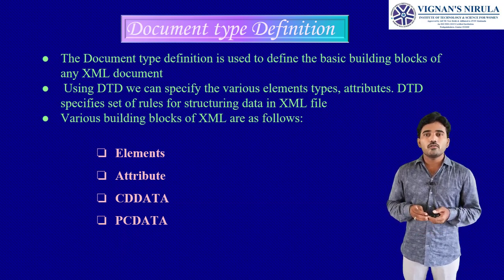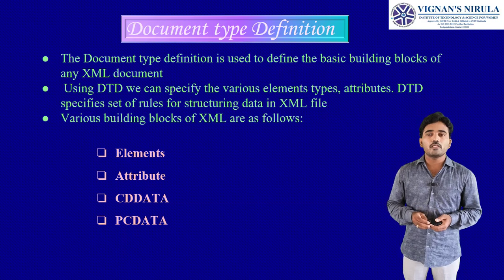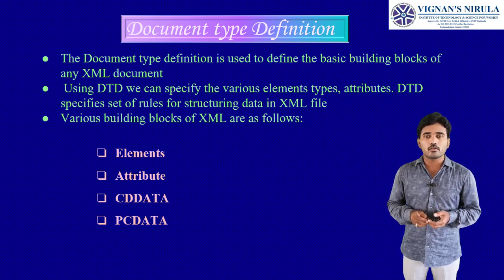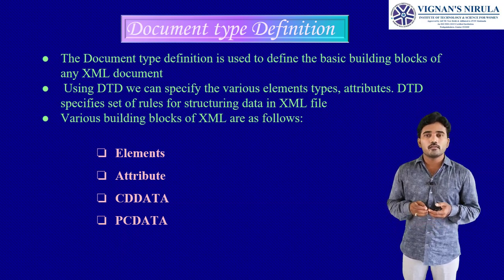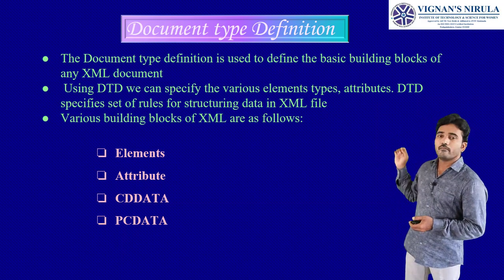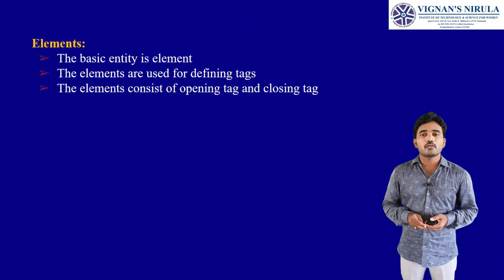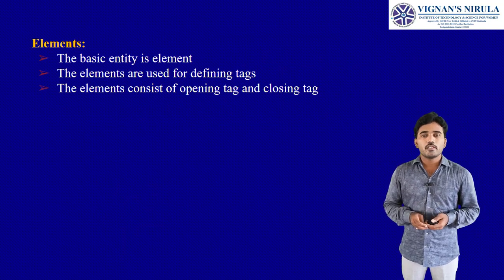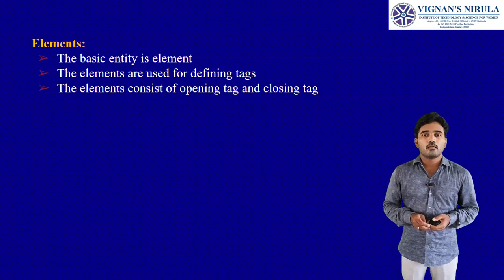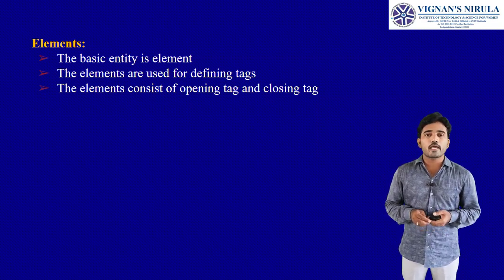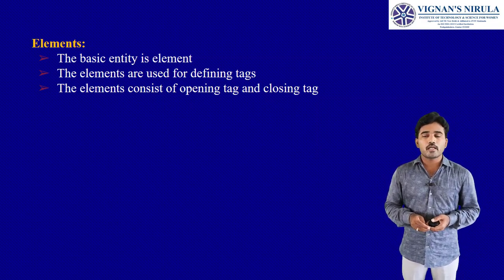As I already told you, the document type definition is used to define the basic building blocks of any XML document. The basic building blocks that a DTD must define are four: element, attribute, CDATA and PCDATA. So what about CDATA and PCDATA? CDATA stands for character data and PCDATA stands for parsed character data.